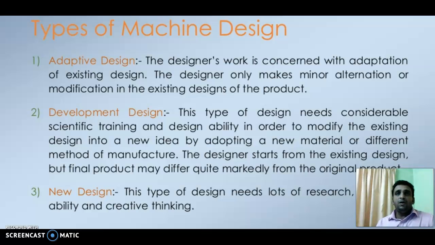So with some alterations or technical innovation we provide in that particular product, that product will come out new. I can say that this type of design needs considerable scientific training and design ability in order to modify the existing design into a new idea by adopting a new material or different method of manufacture. The designer starts from an existing design, but the final product may differ quite markedly from the original product. So there will be a slight variation from the original product. That is the development design.